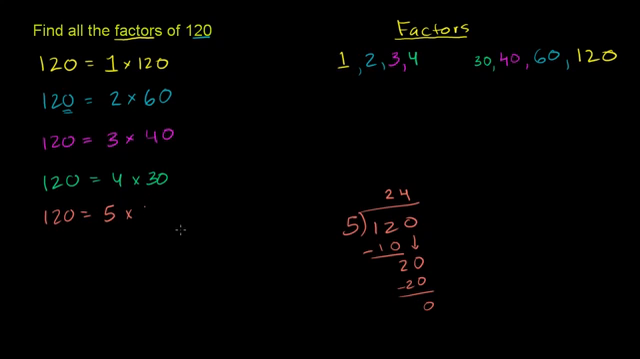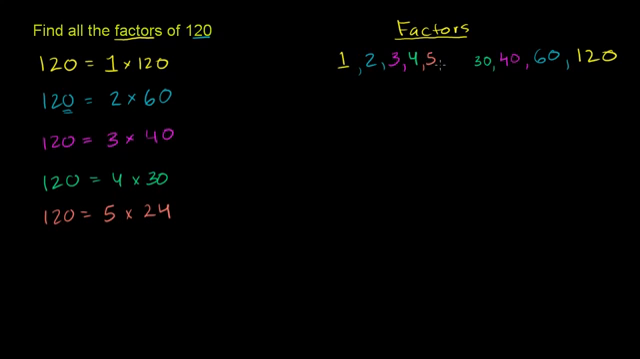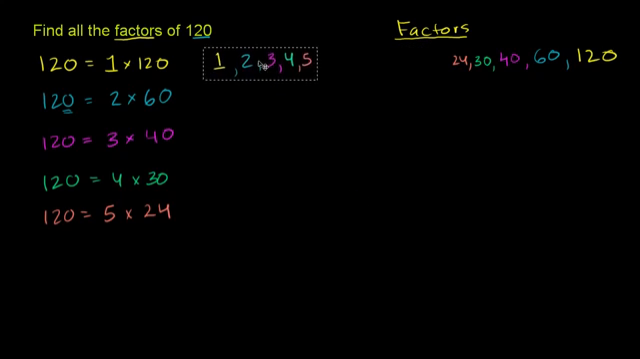So 5, let me delete all this so we can have our scratch space to work with later on. So 5 times 24 is also equal to 120. So we have two more factors, 5 and 24. And let me clear up some space here, because I think we're going to be dealing with a lot of factors. So let me cut this, and then paste it. Move this over here so we have more space for our factors. So we have 5 and 24.